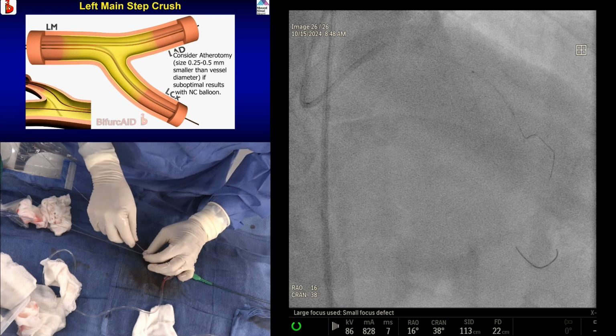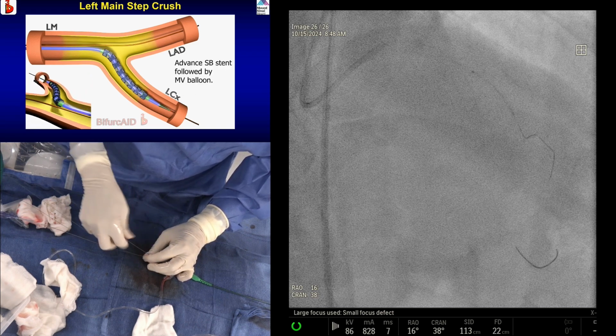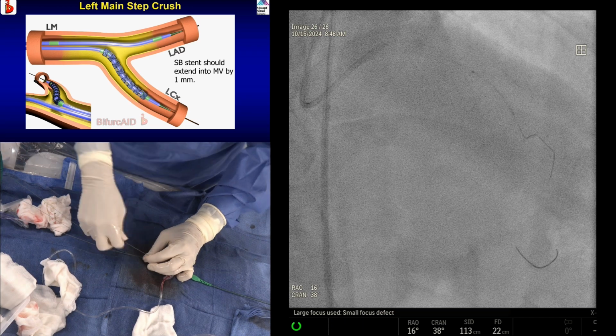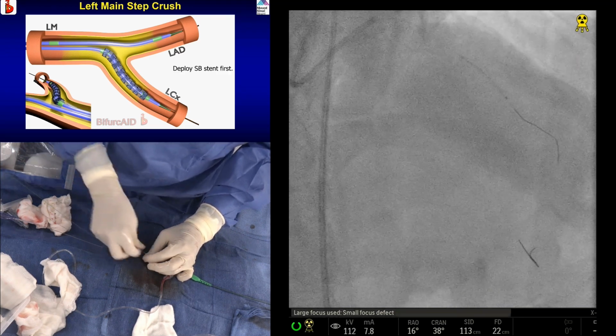All right, so let's go to presentation mode. We have seen the steps of the left main step crush. Our slide presentation now.